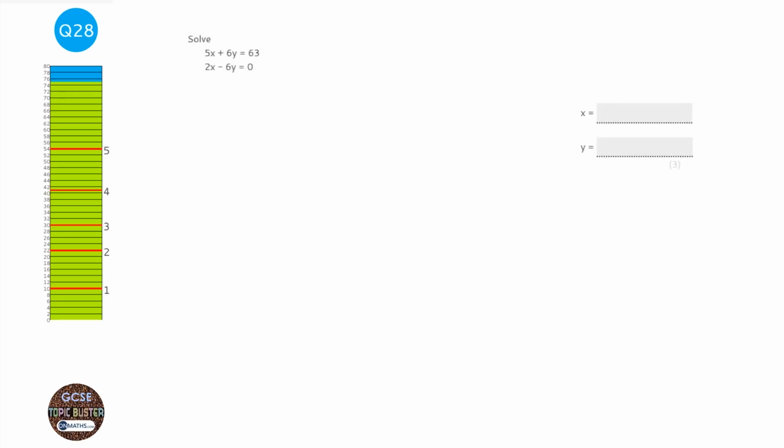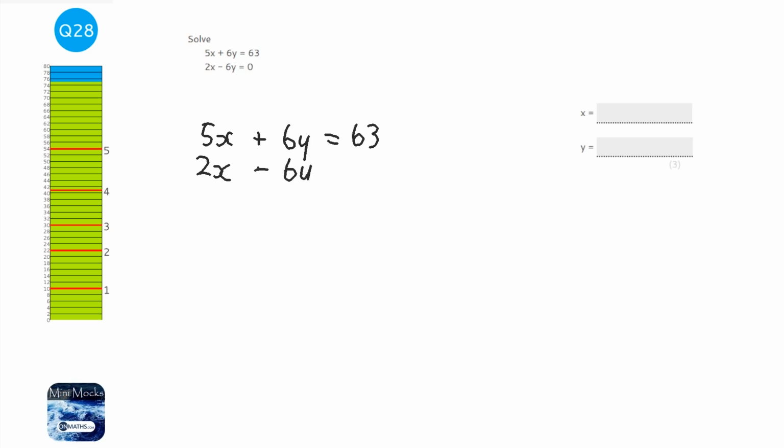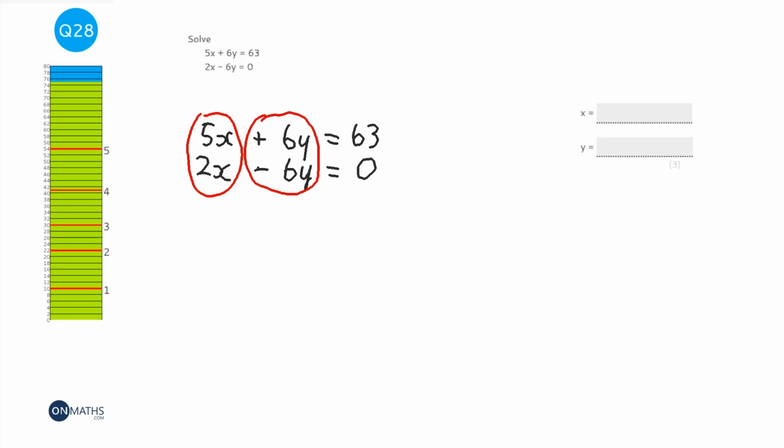Okay, these are simultaneous equations, and I'm just going to write these out again so I've got a bit more space. So equals 63 and 2x minus 6y equals 0. Okay, so the important thing with simultaneous equations is that you need to either get the coefficient, the number before the x, or the coefficient of the y the same. Now in this one we already have the coefficient of the y being the same. They're both 6. Yes, one's a positive, one's a negative, but we don't worry about that. Now with simultaneous equations we work downwards, which was step 2, but in this one, because the question has been nice, it's going to be step 1.